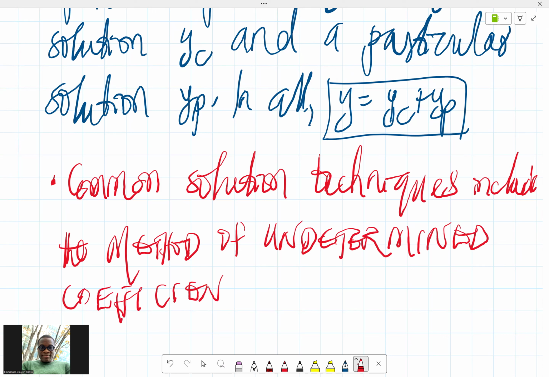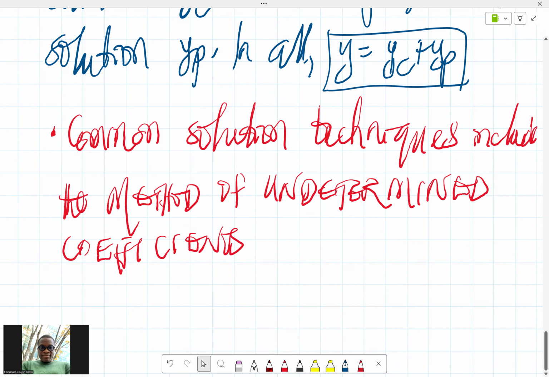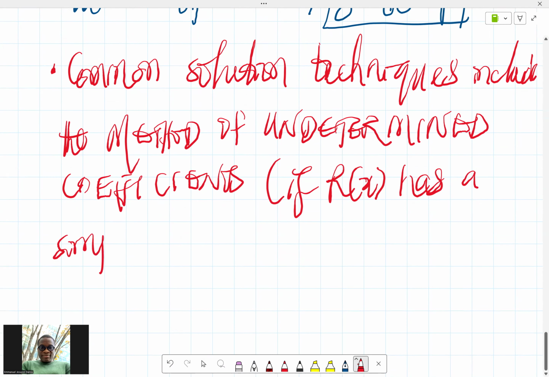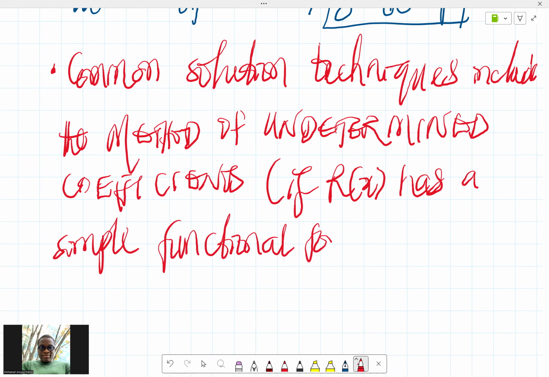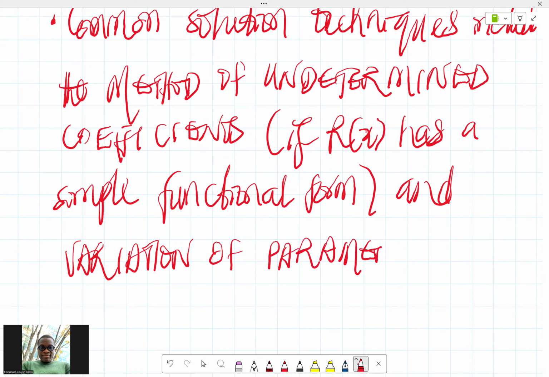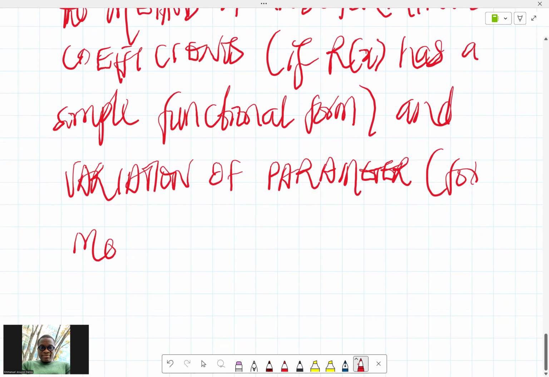Okay, the method of undetermined coefficients, in this case, is used if R of X has a simple functional form. And we also have variation of parameters for more complex cases.